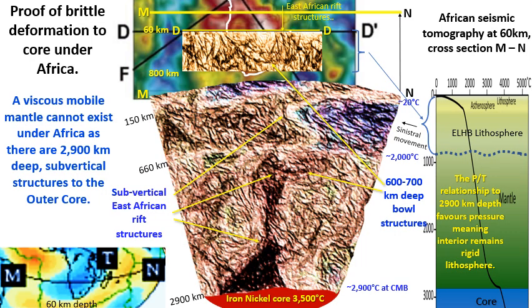This figure shows brittle deformation to the core under Africa. It shows subvertical East African rift structures and 600 to 700 kilometre deep bowl structures. A viscous mobile mantle cannot exist under Africa, as there are 2,900 kilometre deep subvertical structures to the outer core.